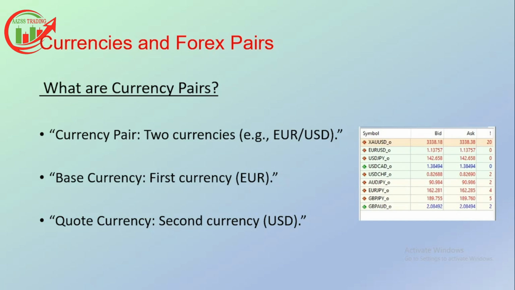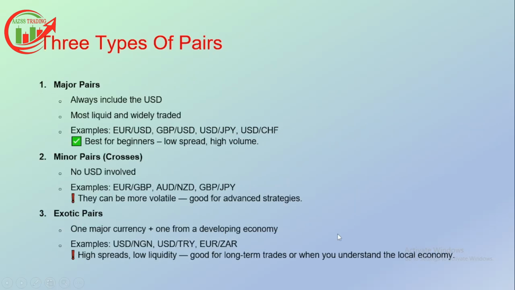Those that are without USD, right? Minor pair, minor pair, minor pair. I can see that minor pair, minor pair. Okay, there's a minor pair. Get that right. So those are minor pairs, right? Minor pairs, crosses. The next one is an exotic pair.